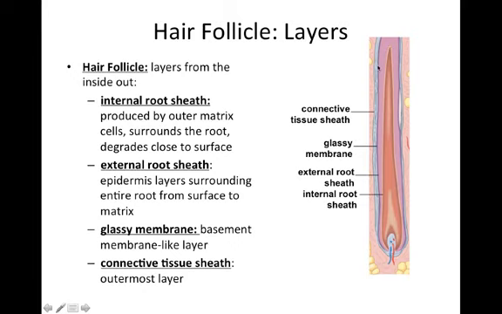The glassy membrane is this dark purple layer, which is a basement membrane-like layer that surrounds the external root sheath. The last outermost layer of the hair follicle is the connective tissue sheath, which is shown here in this blue color.